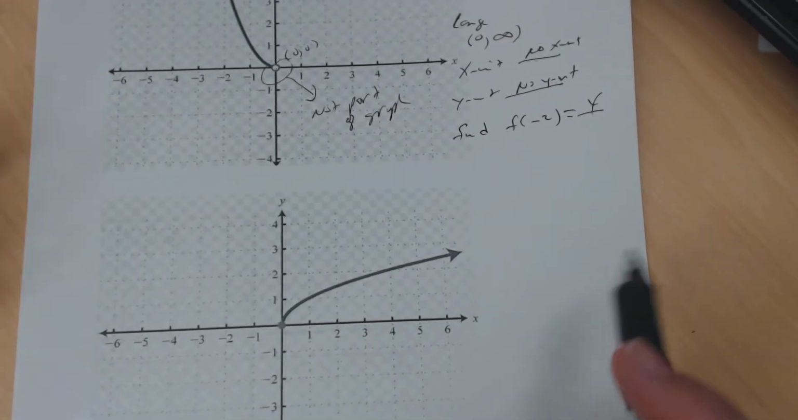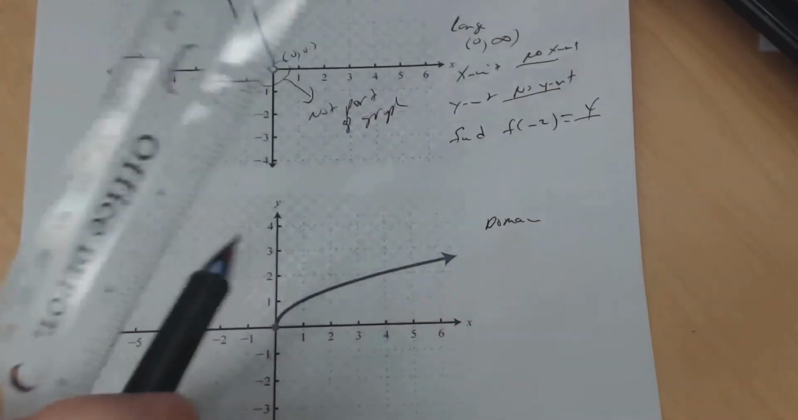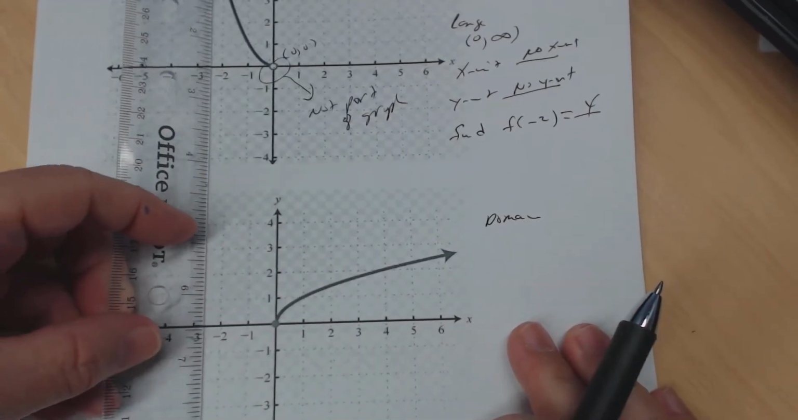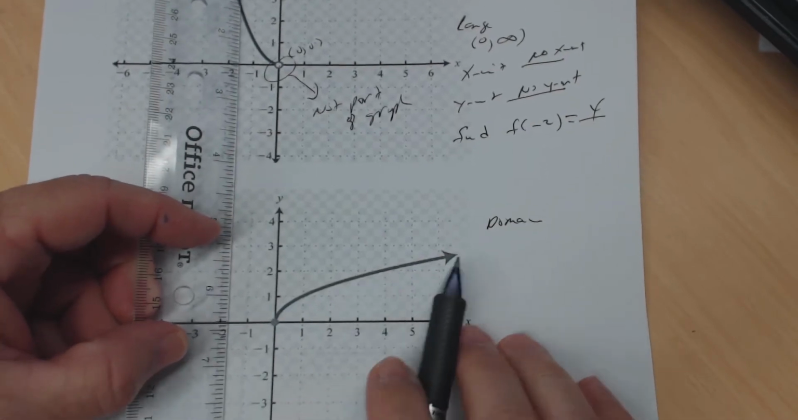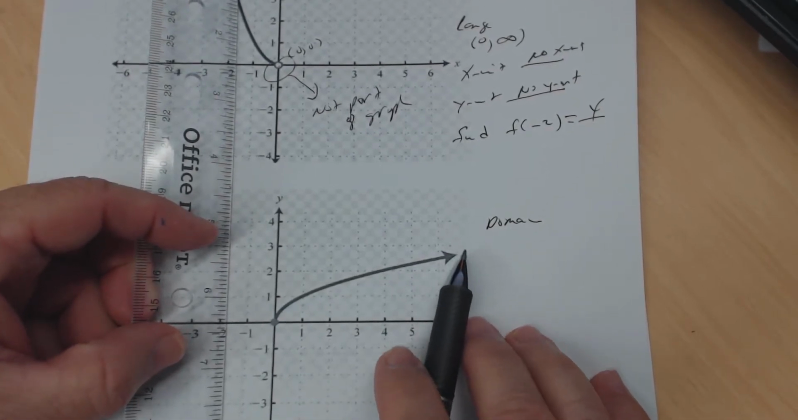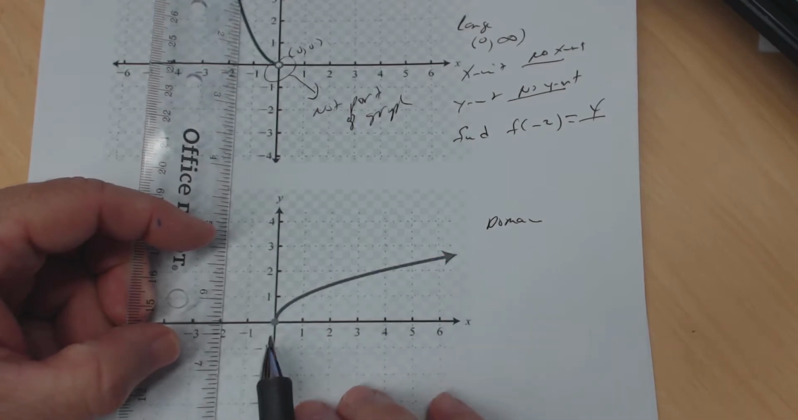All right, over here, the domain. Again, you go from left to right. So I start touching the graph. Remember, there's only one arrow here. There's no arrow here. So I'm going to have infinity in my answer for part of it.